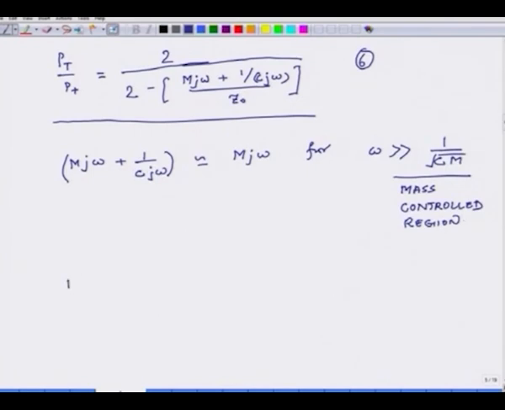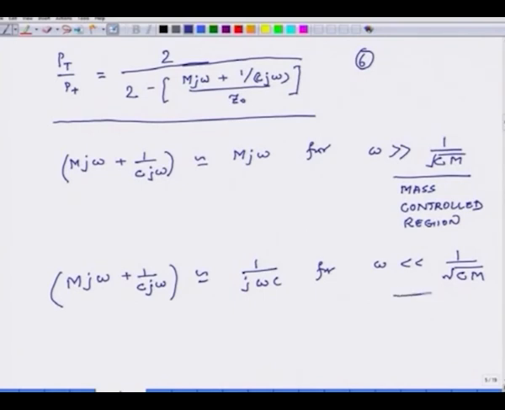Similarly, m j omega plus 1 over c j omega approximates to 1 over j omega c for omega which is extremely small compared to the natural frequency of the system, that is 1 over square root of C m. And this range of frequencies is called the stiffness controlled region.